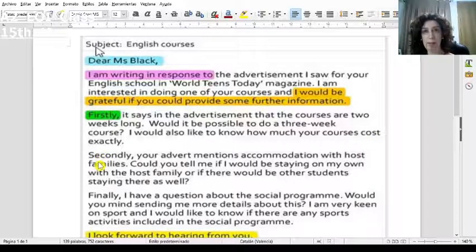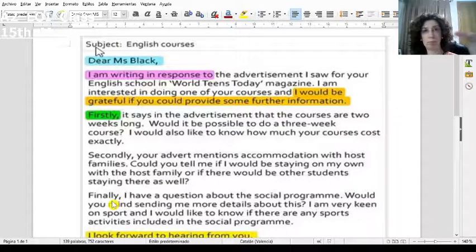Secondly, linking words. Your advert mentions accommodation with host families. Could you tell me, very, very formal, could you tell me if I would be staying on my own with the host family, or there would be other students staying there as well? ¿Podría decirme si yo estaría solo con la familia de acogida o si habrían otros estudiantes que se quedaran allí también?